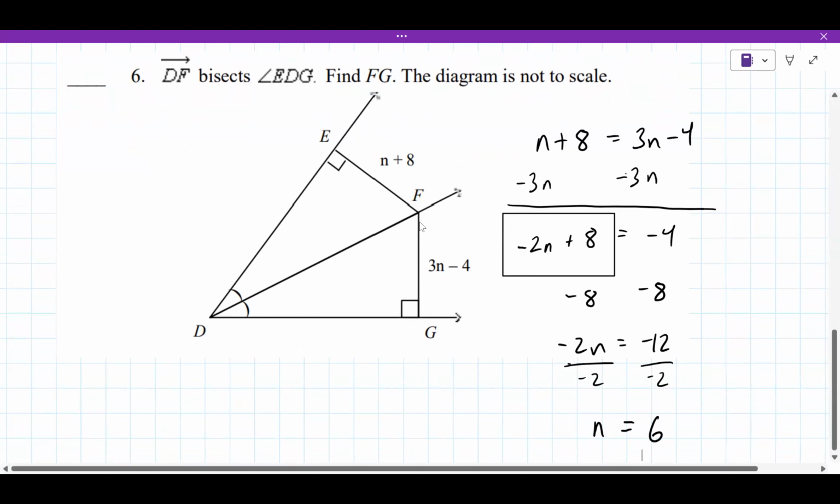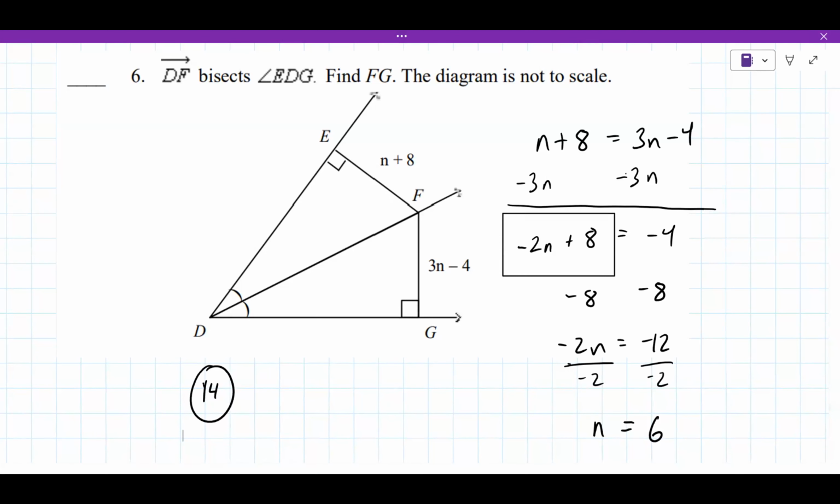So FG would be, I would just plug it back in. Exactly. So that'd be 3 times 6 minus 4, which is 14. So FG would be 14. Yes, very good. Okay. Here's another problem. This will be kind of our last solving one for a while, but good to do here.